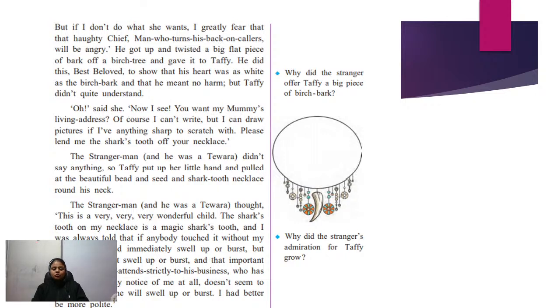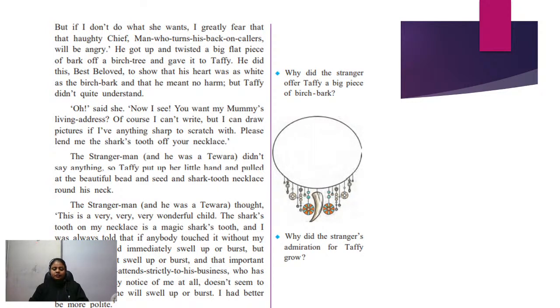You can see on your screen there is a necklace and there is a shark tooth. So the Tevara was wearing this type of necklace. Taffy thought that the Tevara has given the bark of the tree so that she can write the address on it and give it to him. And the Tevara can go to Taffy's mummy to get the spear.